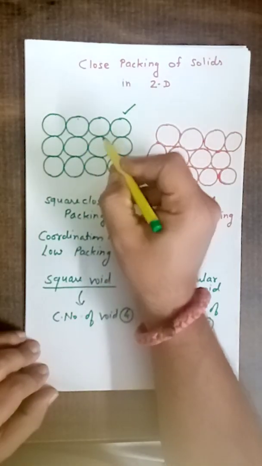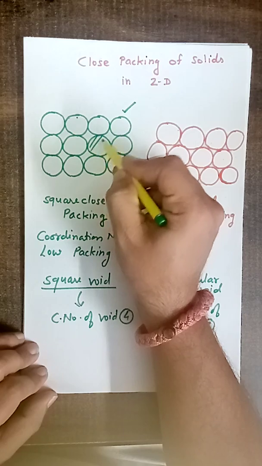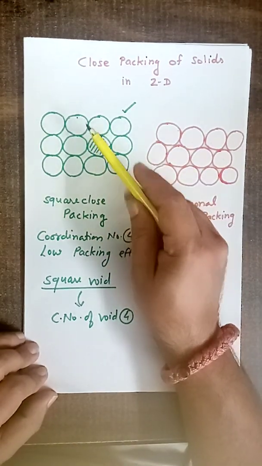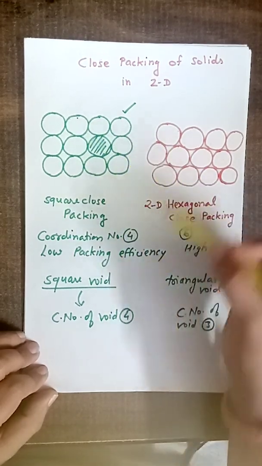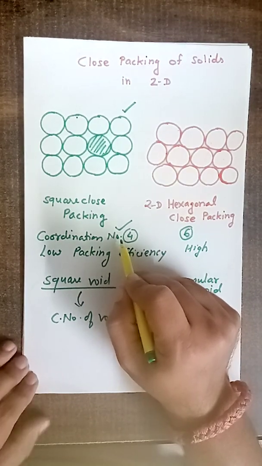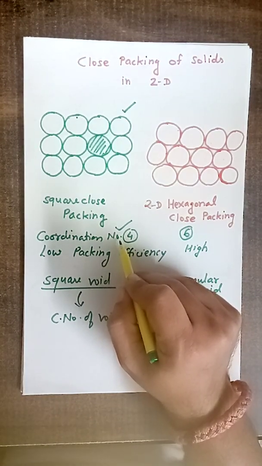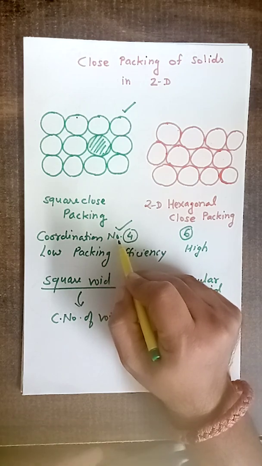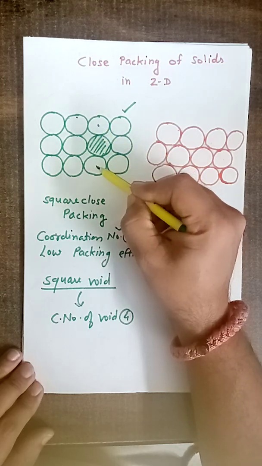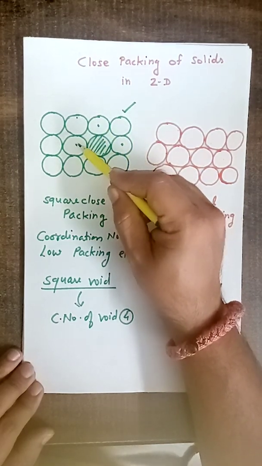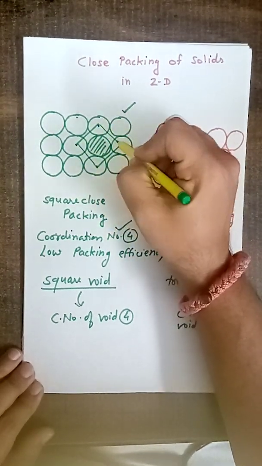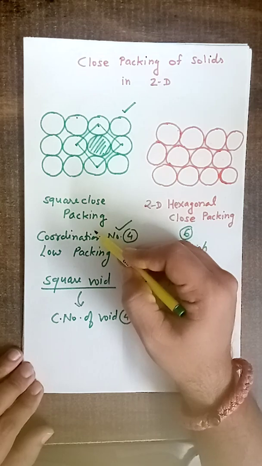Now here if we connect 4 particles, look at here, this particle is surrounded by 4 particles, and because each particle here is directly connected with 4 particles, that's why its coordination number is 4. The coordination number is the number of particles to which one particle or one lattice point is directly connected. Here the coordination number is 4. Now if you connect these 4 points, then you will get a square structure, and therefore this particular packing is known as square close packing.